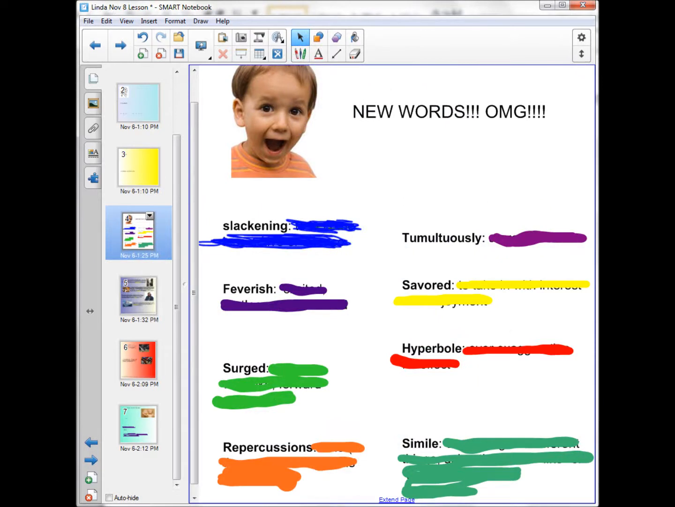Now it is time to introduce the new words that they will need to know for the next couple of weeks. This would be a good time to mention that there will be a quiz or some sort of assessment on these words, and that they are really important to know in order to improve our writing. Read each word out loud, and to assure classroom engagement, have them give a thumbs up or thumbs down if they already know all of the words or at least some of the words, and then move on.